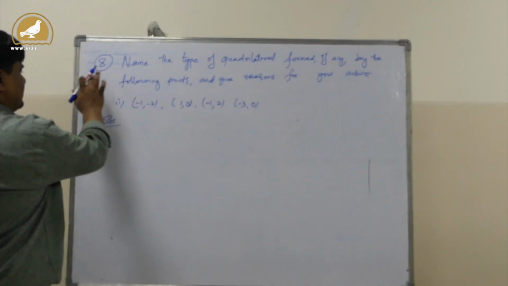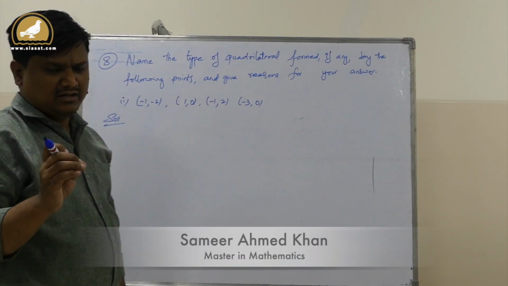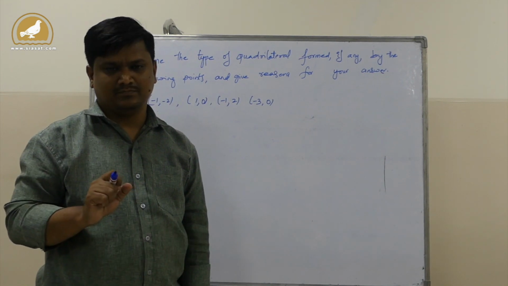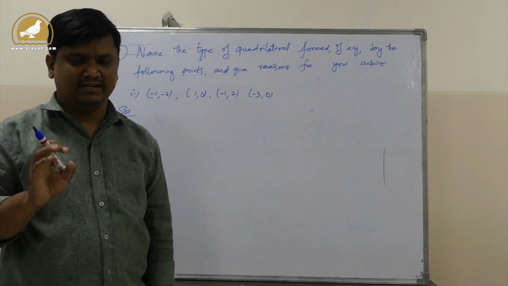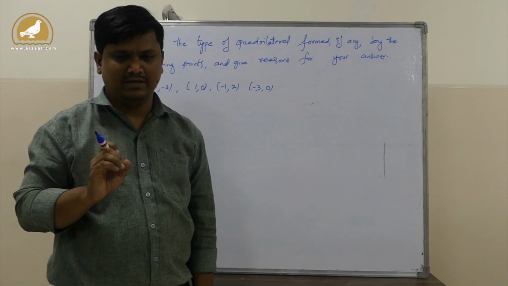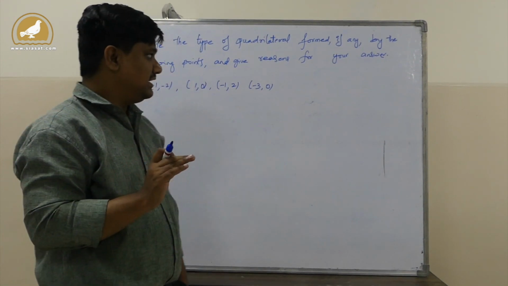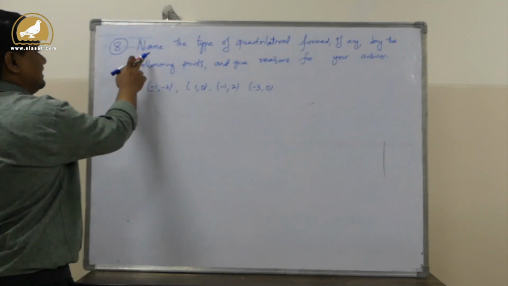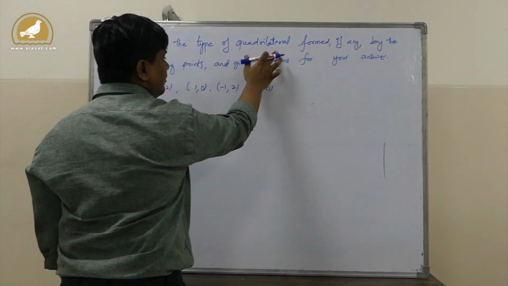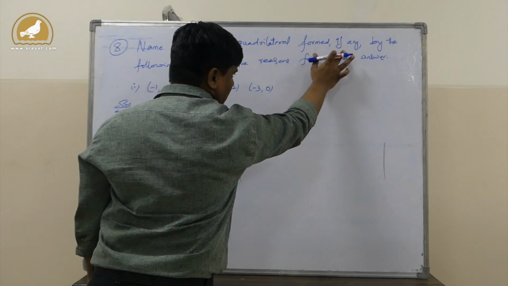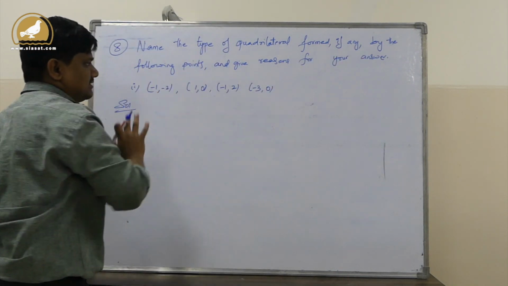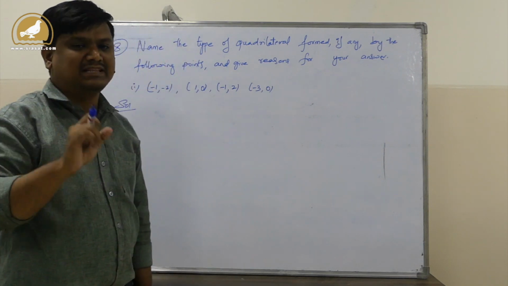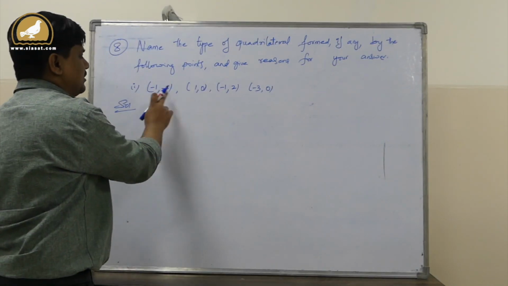Now the 8th question. In the earlier questions, that is 6th and 7th, they already mentioned what the structure was. In question number 6, they said it is a parallelogram. In question number 7, they said it is a rhombus. But here, they did not say what the structure is. Rather, they say: name the type of quadrilateral formed, if any, by the following points. That means they are asking us to say what the structure will be if we join these 4 points.